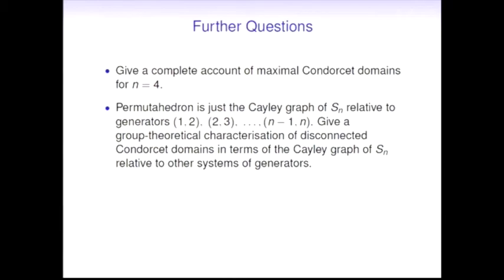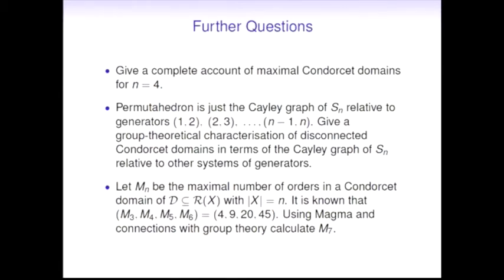The permutahedron is just a Cayley graph of the symmetric group relative to the set of generators, the permutations (1 2), (2 3), and so on up to (n-1 n). This is not the only set of generators for the symmetric group. So if we change the set of generators, then the Cayley graph will change, and probably disconnected domains in the first case will become connected. So connectedness or disconnectedness is only a matter of choosing the right set of generators for the symmetric group.